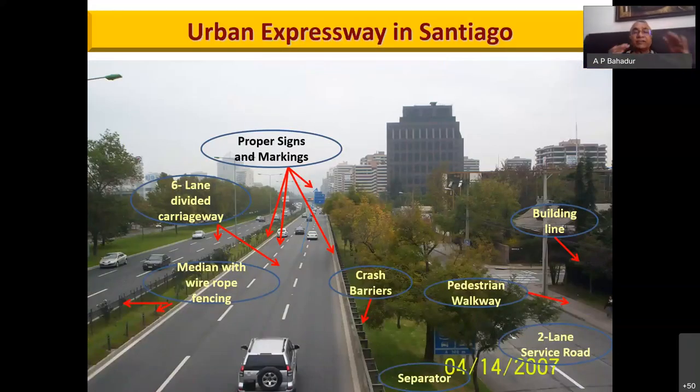Now, just to give you an idea of what developed countries are doing in terms of facilities, let me show you this urban expressway in the city of Santiago in Chile. As you can see in this figure, it's a 3-lane divided urban expressway, with 5 meters of central median provided with wire rope for both directions of travel. Then crash barriers on the separator between the service road and the main carriageway, and the separator or front edge is again about 5 to 7 meters wide. Then 2 lanes of service road, then again a minimum 2 to 3 meters of pedestrian walkway. Then again 2 to 3 meters of building line, and then this building. And similarly on both sides.